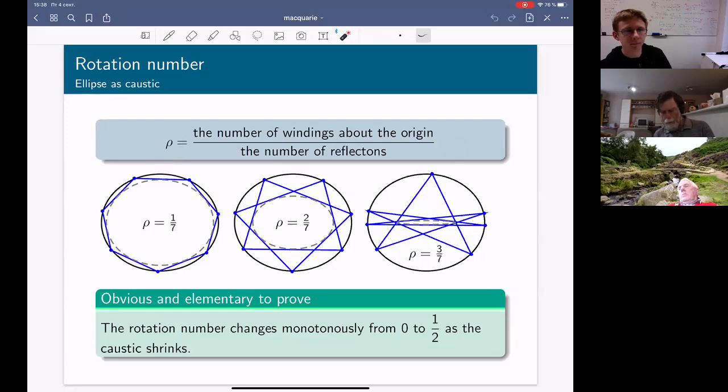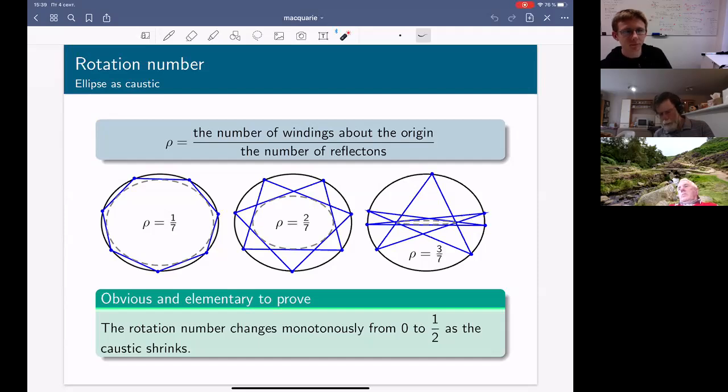That rotation number is irrational for non-periodic trajectories, while for periodic trajectories it is always a rational number. And it's in fact nice to see, because the denominator is always the period, while the numerator is the number of windings along the trajectory. And now we can also see that it is pretty obvious and also elementary to prove that the rotation number will change monotonously from 0 to 1/2 as the caustic shrinks.